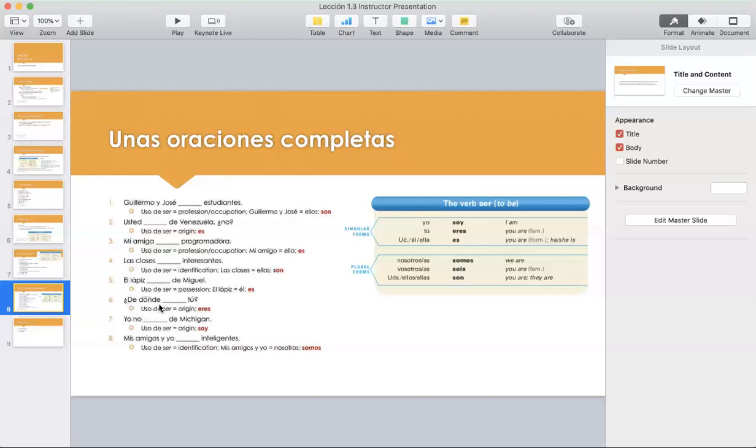¿De dónde? Where are you from? ¿De dónde eres tú? Now again, here we're indicating an origin. And we're adding the tú just for the purposes of this activity. But if you do not want to use the tú to ask and inquire about someone's origin, you don't need to do it. So you could just ask, ¿de dónde eres? And they understand. Yo no soy de Michigan. I am not from Michigan. Again, here the yo is used just for the purpose of this activity.